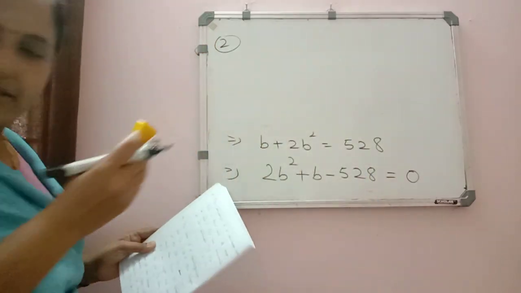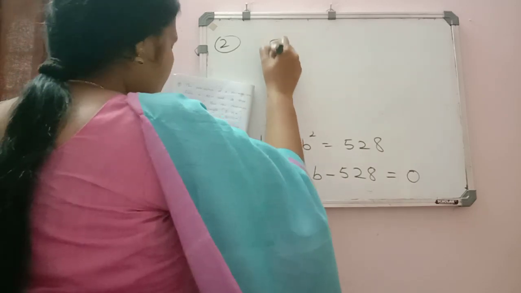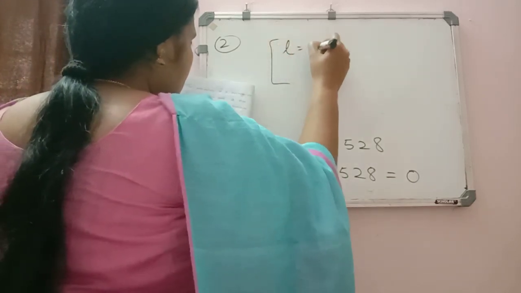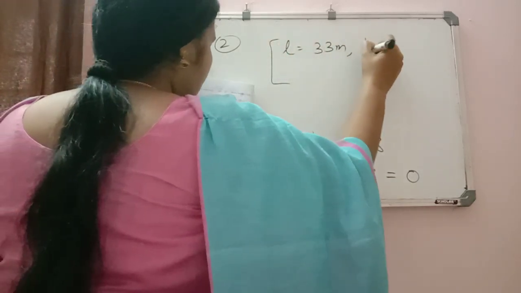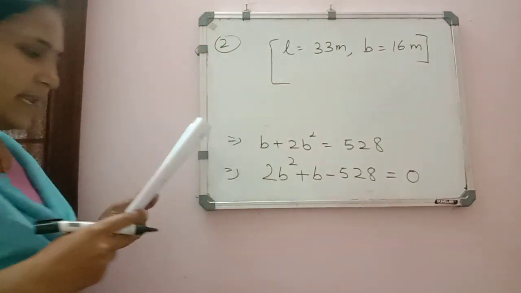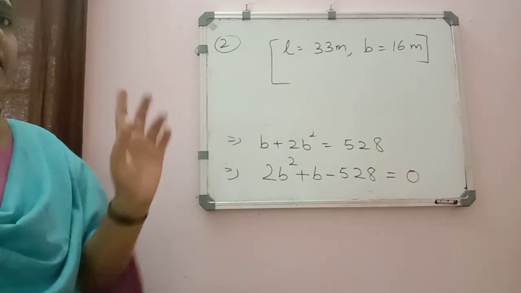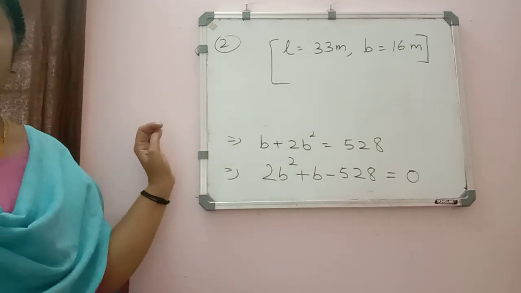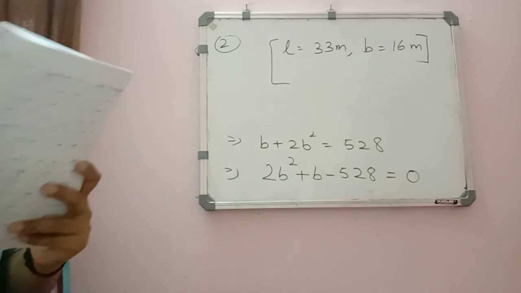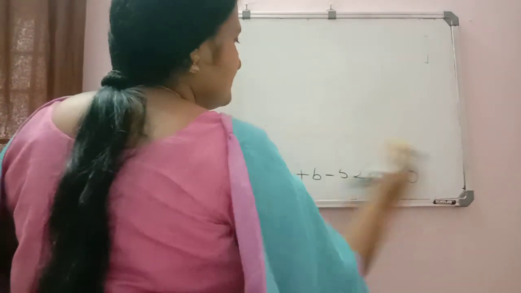If the solution is not over, you can leave it and solve the question afterwards. Your answer will come: length is equal to 33 meter and breadth is equal to 16 meter. Always, while writing the answers, at last an answer statement should be written in word problems. So moving on to the next question.